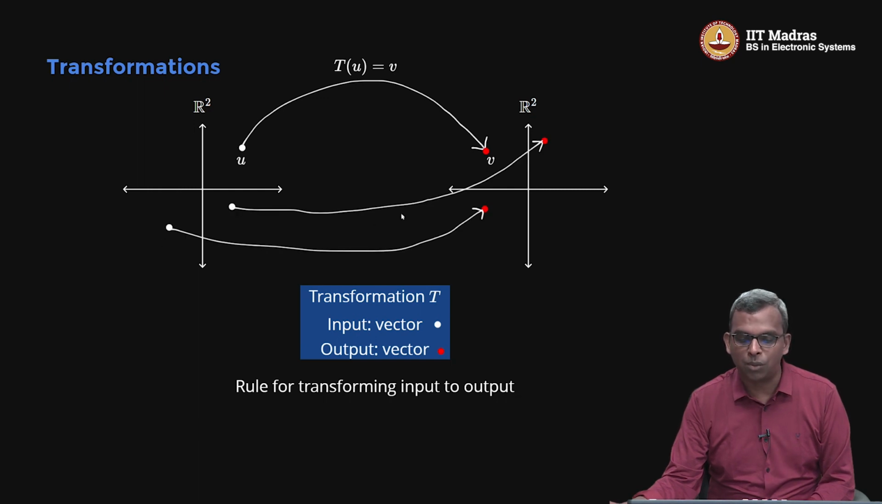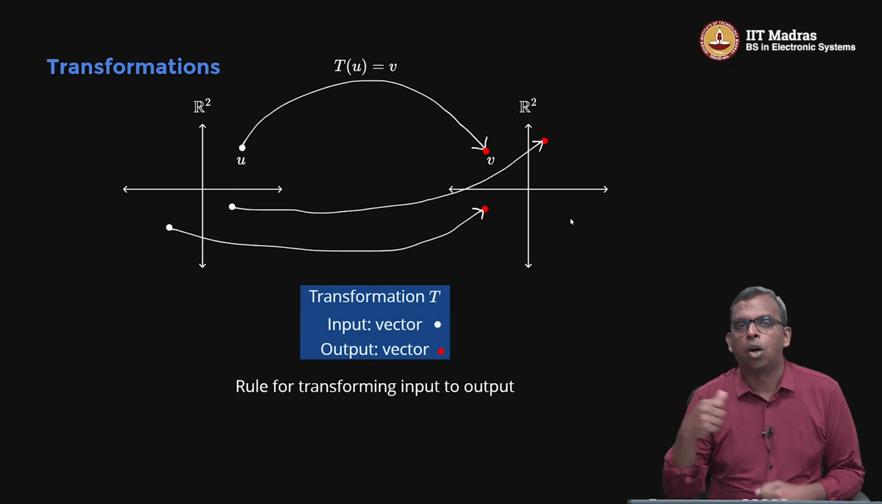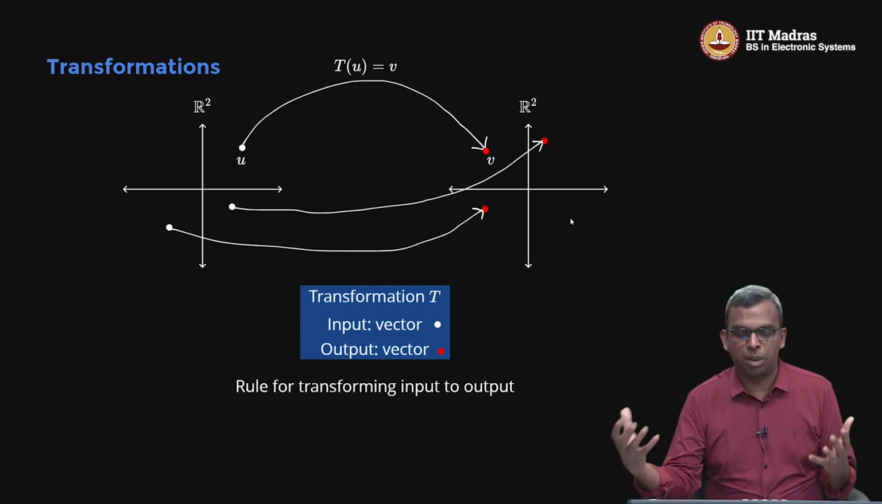For example, maybe this one goes all the way here, this guy goes all the way here. Maybe these are a couple of examples. Likewise, this capital T is a transformation if it specifies how every point goes to some point in R2. So it's like a function, but the input is a vector and the output is a vector. So this is a transformation in general.